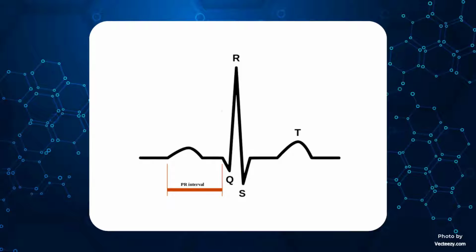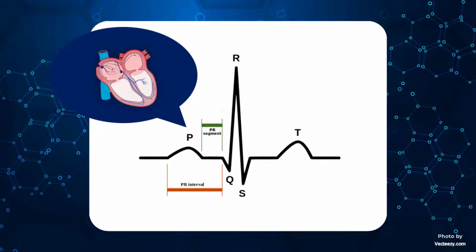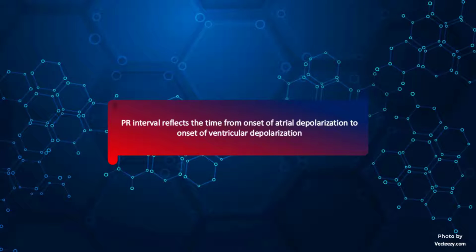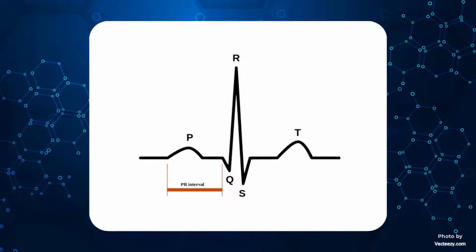PR interval consists of P wave and PR segment. Remember that P wave represents atrial depolarization, while PR segment represents electrical conduction through AV node and bundle of His. In other words, PR interval reflects the time interval from onset of atrial depolarization to onset of ventricular depolarization. PR interval is measured from the very beginning of the P wave to the beginning of QRS complex.